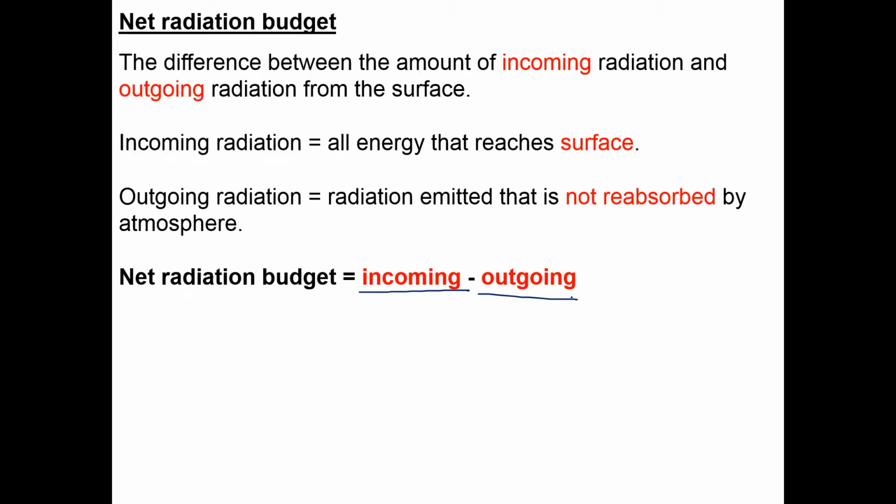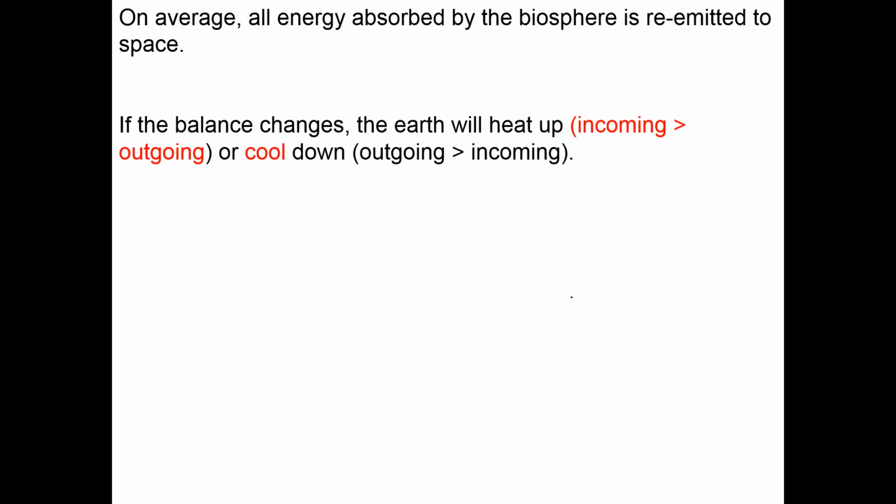So that's the terminology you will hear. Once again, I'm just introducing that terminology to you. And on average, all energy absorbed by the biosphere is emitted back into space. But if the balance is changed, as less and less gets emitted back to space and is trapped by our greenhouse effect, then the incoming is greater than the outgoing, right? The net budget is going to become positive.